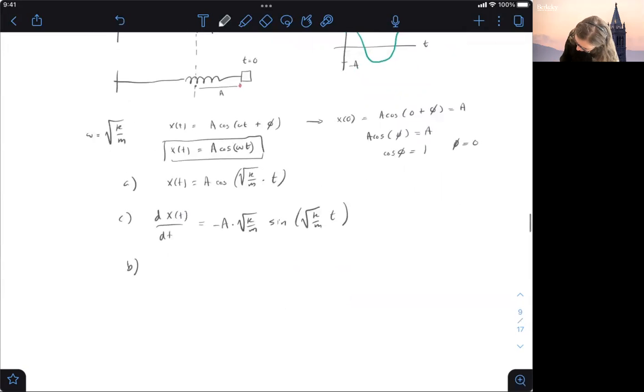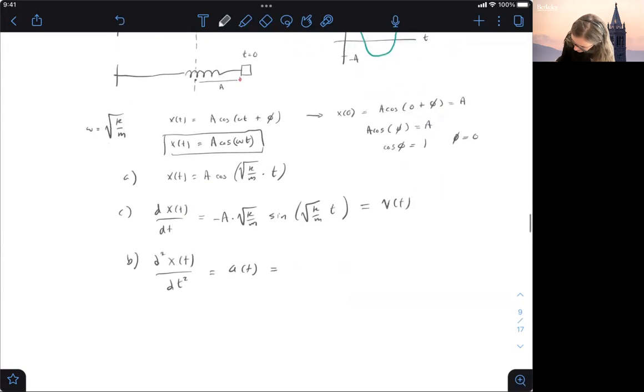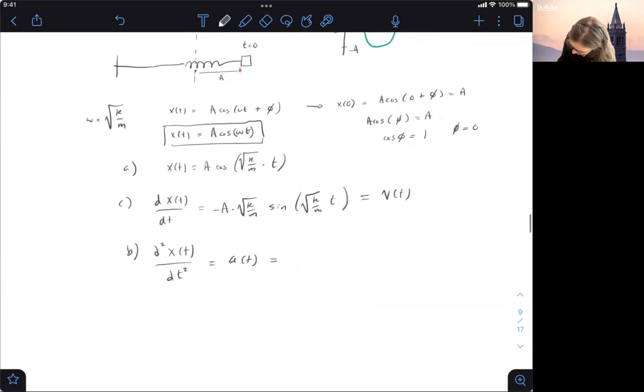So we're going to take the derivative again, and this is equal to velocity as a function of time. So the second derivative of position with respect to time is equal to acceleration with respect to time. We're going to take the derivative of this again. So we get negative a, times the square root of k over m times the square root of k over m, because chain rule again, derivative of the outside and then the inside. I just took the constant out there, and then cosine of square root of k over m times t. Let me just double check that there. And that is correct.